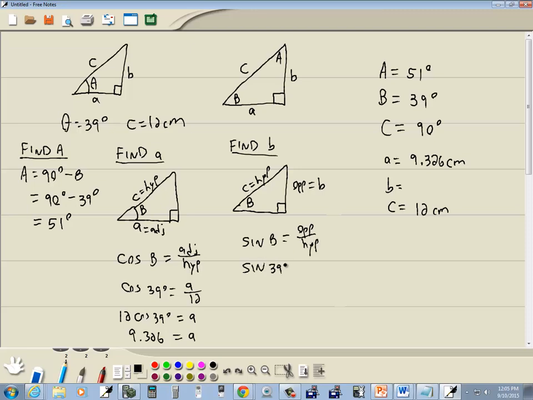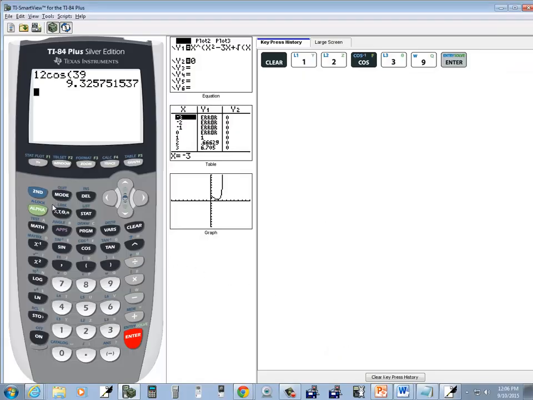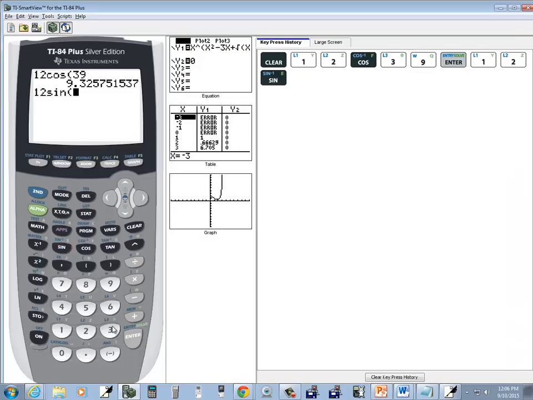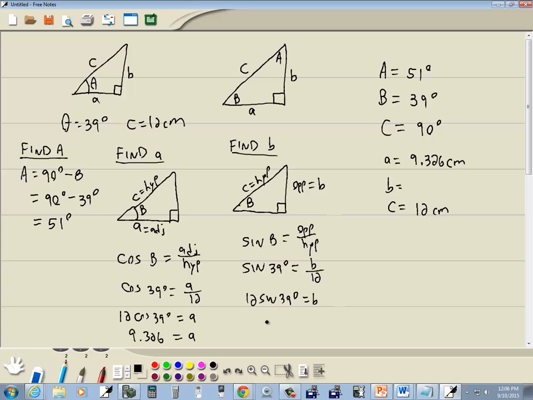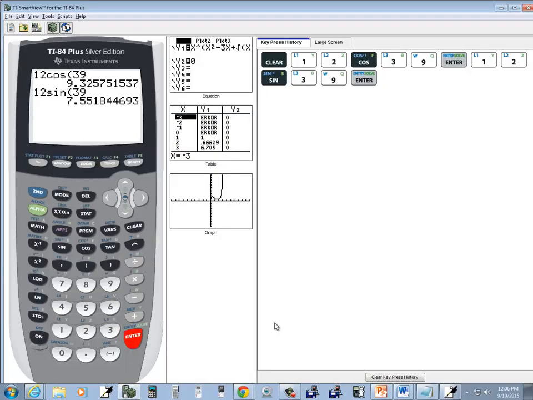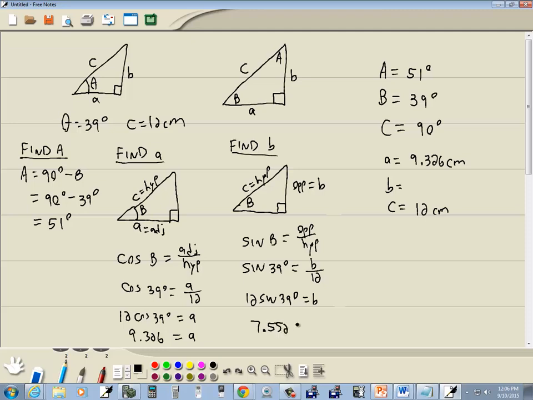Well, B is 39 degrees. Opposite is b. Hypotenuse is c, which they told us is 12. So multiply both sides by 12. So I got 12 sine of 39 degrees is equal to b. Enter. 3 decimal places. 7.552. So b is going to be 7.552 centimeters.